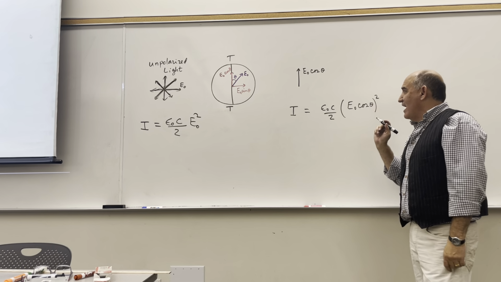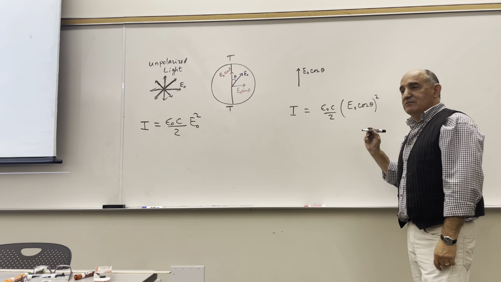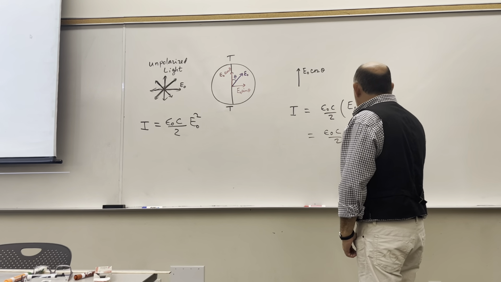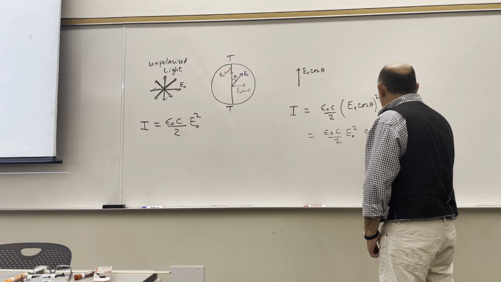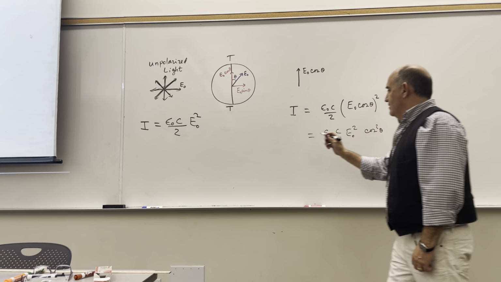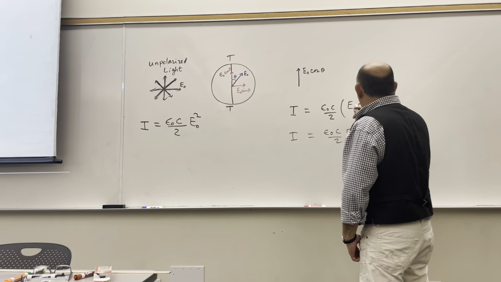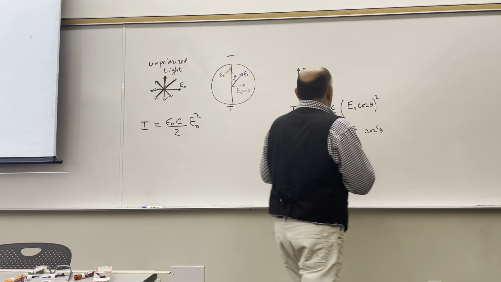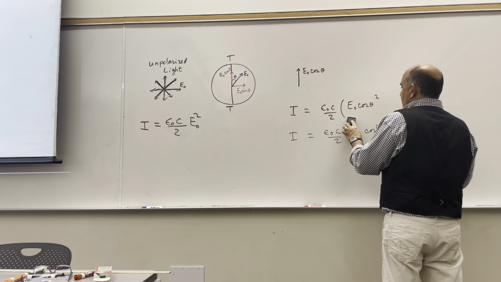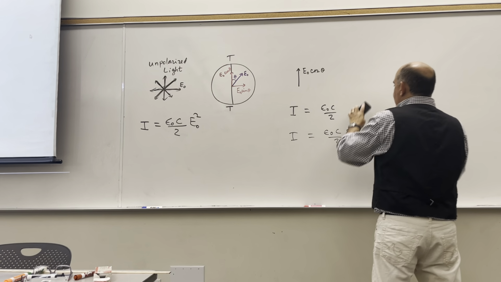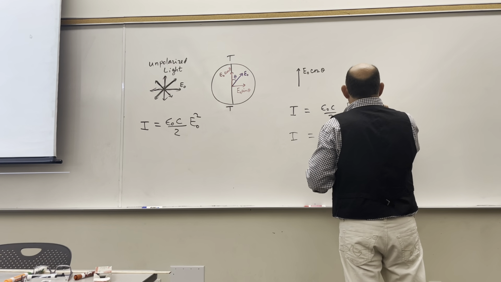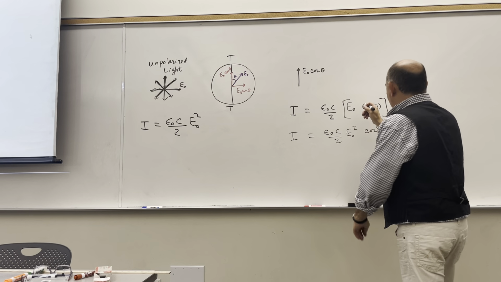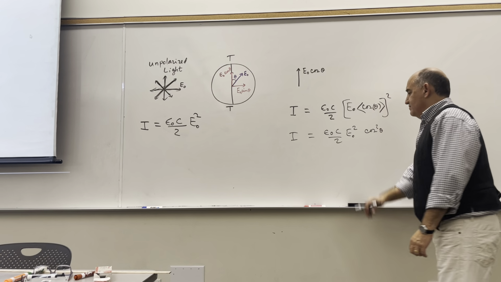And what do you get when you take the average of the cosine square? In other words, this is simply epsilon naught C over 2 E naught squared, but then you have the cosine square theta, right? Because this angle is going to be different, so this is E naught cosine of theta, all of that electric field squared. I need to average over all the angles.